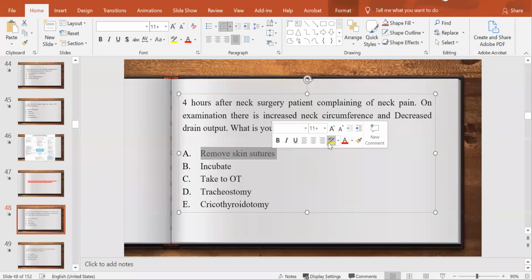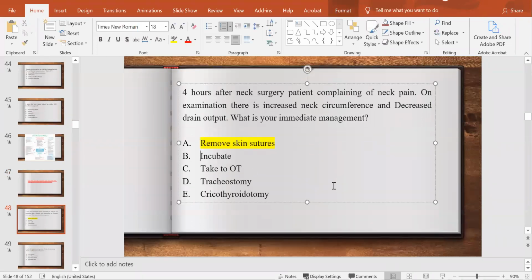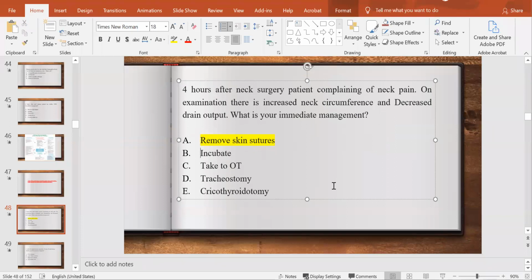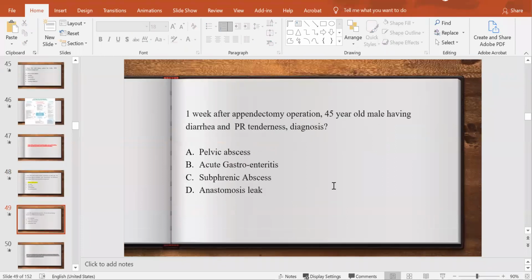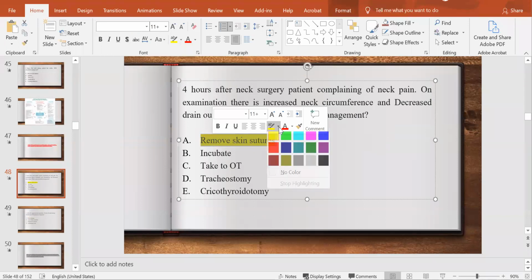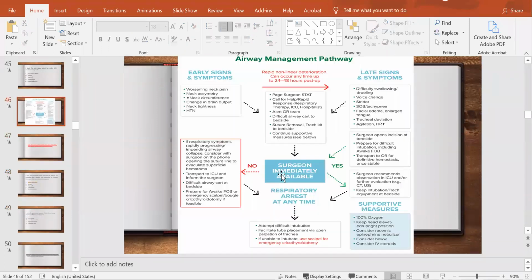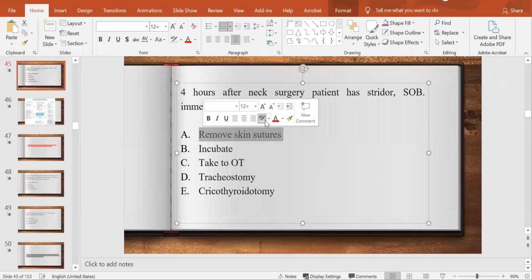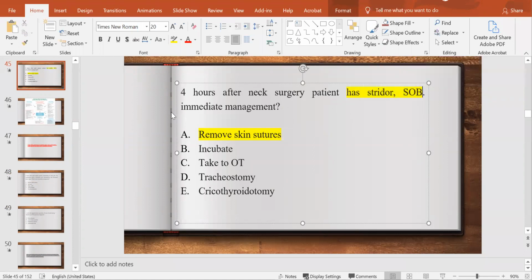So this one, we will remove the skin sutures. Oh, sorry, not this one. This one. So 4 hours after the neck surgery, the patient is having a stridor and shortness of breath. This is our immediate management at this time.